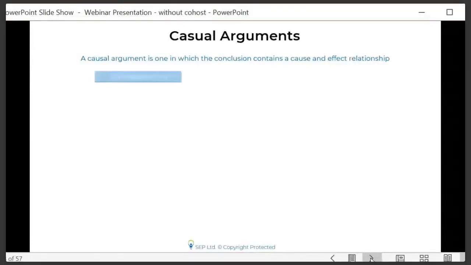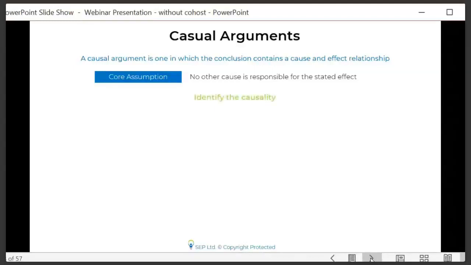Now, the core assumption, the central assumption behind such conclusions is that there was no other cause responsible for the stated effect. The author assumes that there is no other cause that can be responsible for the stated effect. So, let us quickly get on with the framework to be used for causal arguments before I give you a question to try out that framework. The first step is to identify the causality that is present in the conclusion.